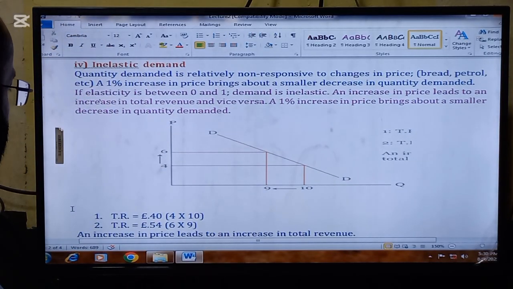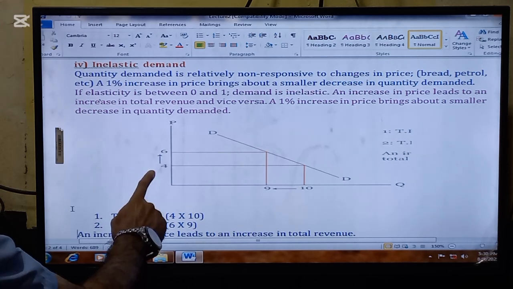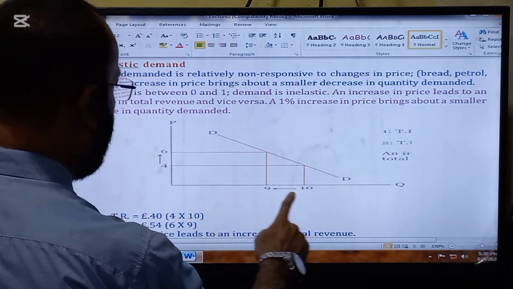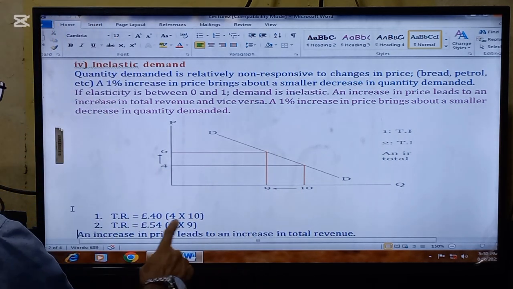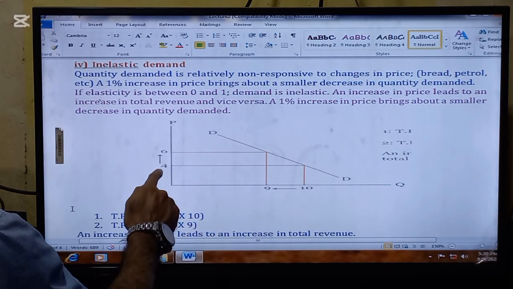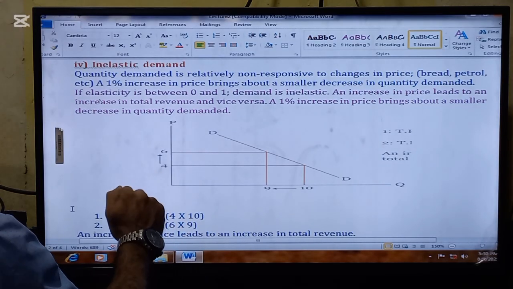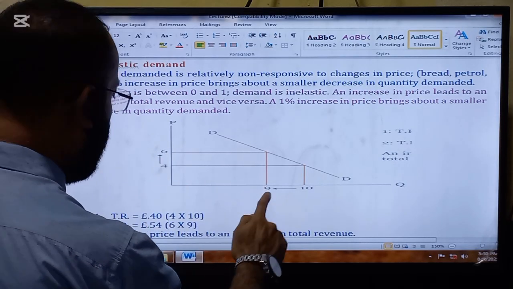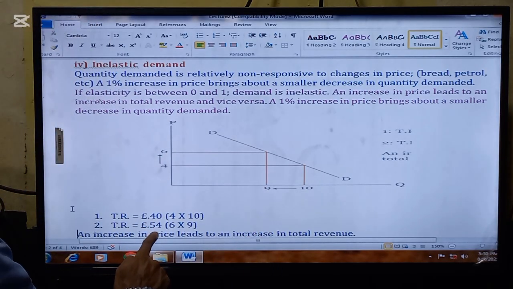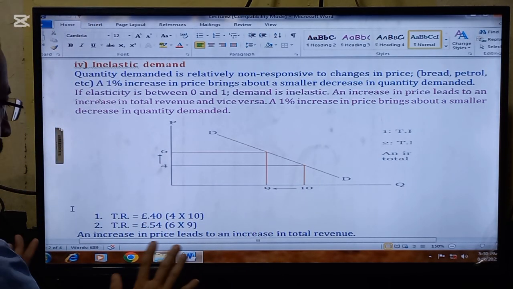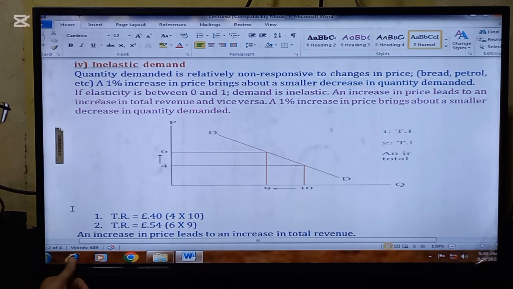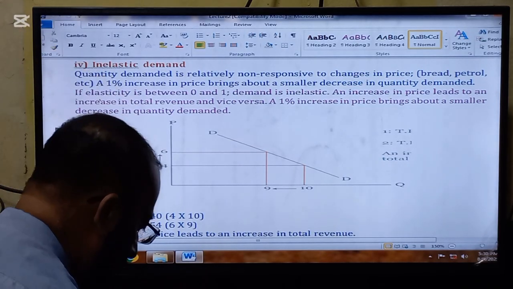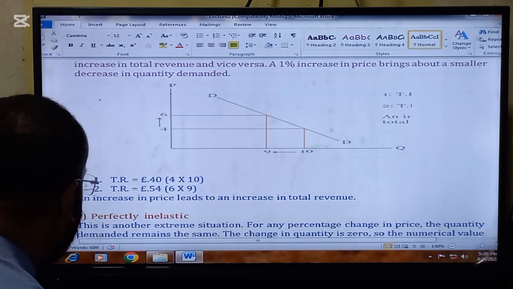So you can see here, when the price was 4 pound, the quantity demanded was 10. So 4 into 10 was the total revenue. When the price goes up from 4 to 6, the quantity demanded was 9. So the total revenue is 6 into 9. So 54 pound was the total revenue. So you can see an increase in the price leads to an increase in the total revenue.